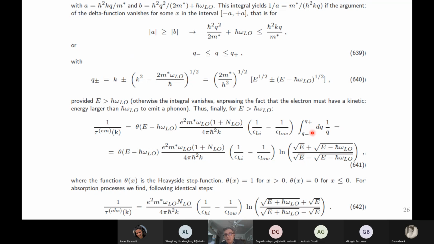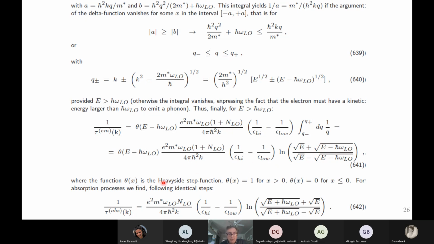And the integration again gives you a non-zero contribution only when q goes between these two values, and you can do the algebra relatively easily, and we find this expression. This is simply the integral over q. Okay, again, I've put here explicitly the Heaviside step function, saying that this expression is non-zero only if the electron energy is bigger than ħω_LO. So if the electron has enough kinetic energy to emit an optical phonon, there is no problem about the square root becoming non-zero.